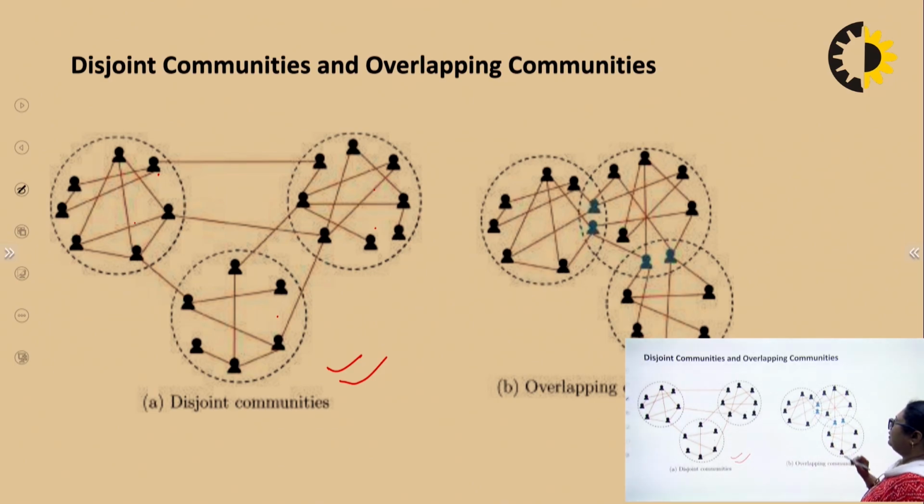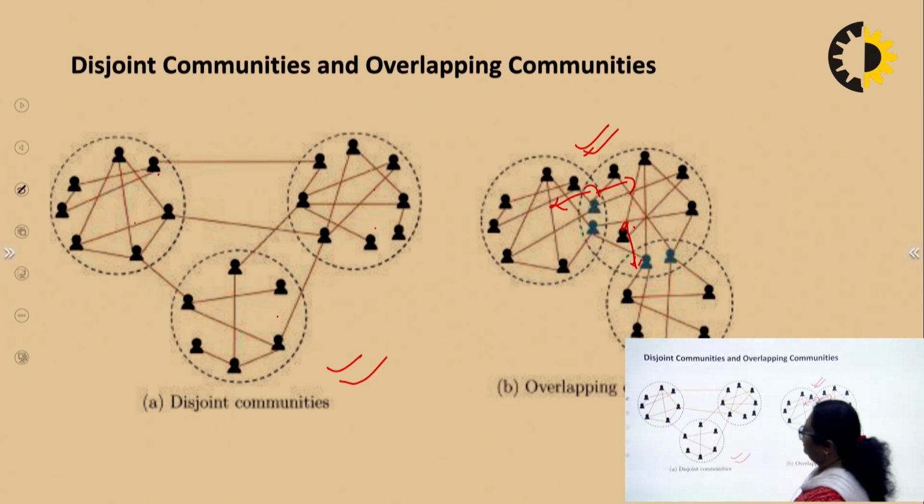Overlapping communities. This is the overlap community, where some people are members of this community also, and some people are members of this community also. This type of communities are called overlapping communities.